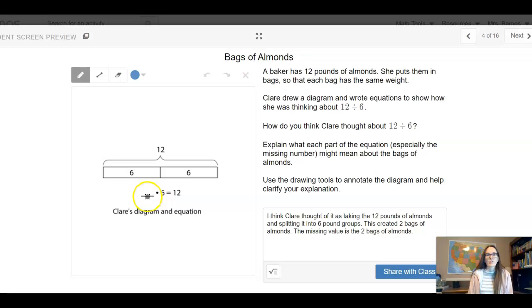So my missing number here would be 2 times 6 equals 12, or 12 divided by 6 equals 2 bags in this case. So I think that's how Claire was thinking of it. She was thinking about putting 6 pounds in each bag, and her quotient here would be 2 bags.